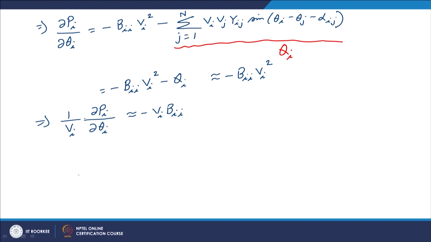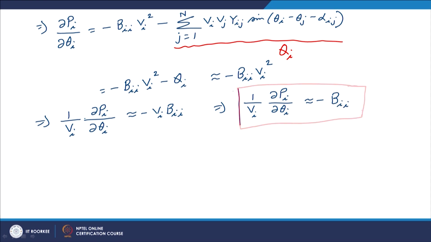Invoking this assumption that all voltage magnitudes V_i are equal to 1.0 only on the right hand side, as we have done just a little while ago, we get (1/V_i) ∂P_i/∂θ_i is equal to minus B_i. So, this is the interesting result. Now what happens? So, this is J1. This is the expression of J1.